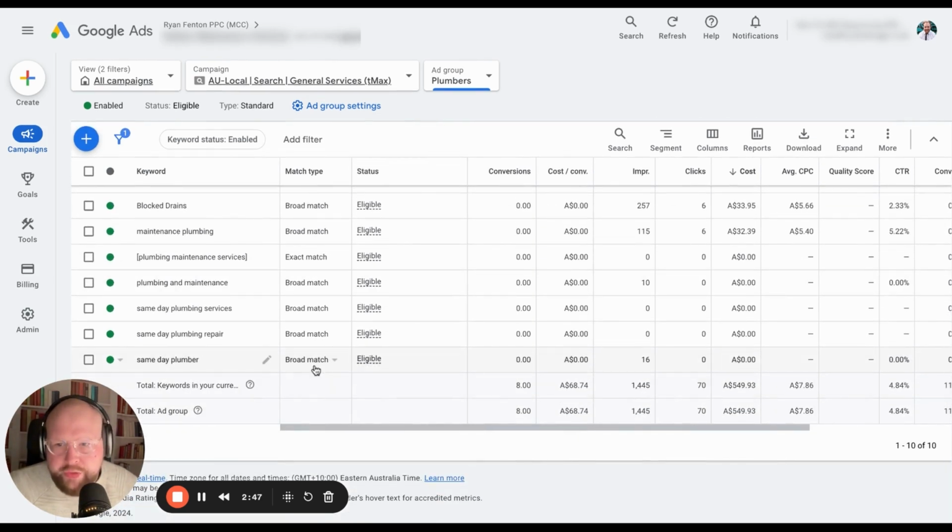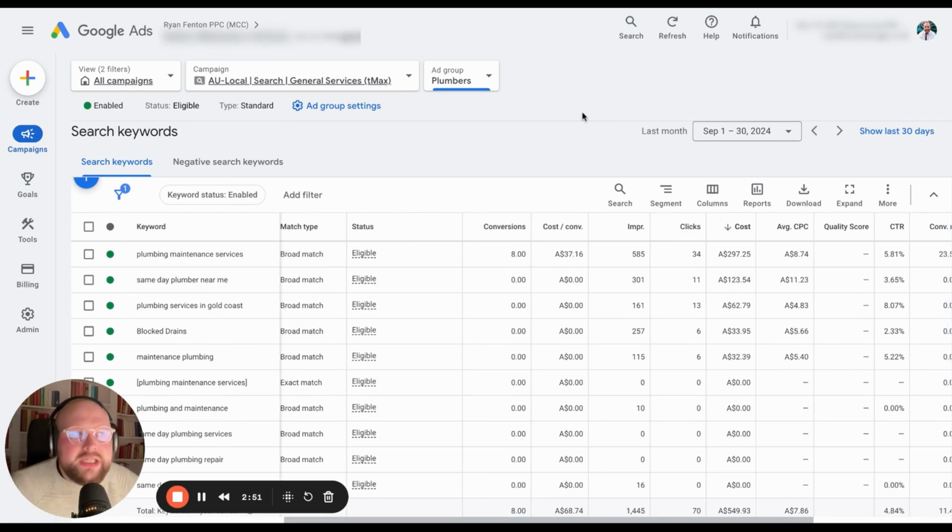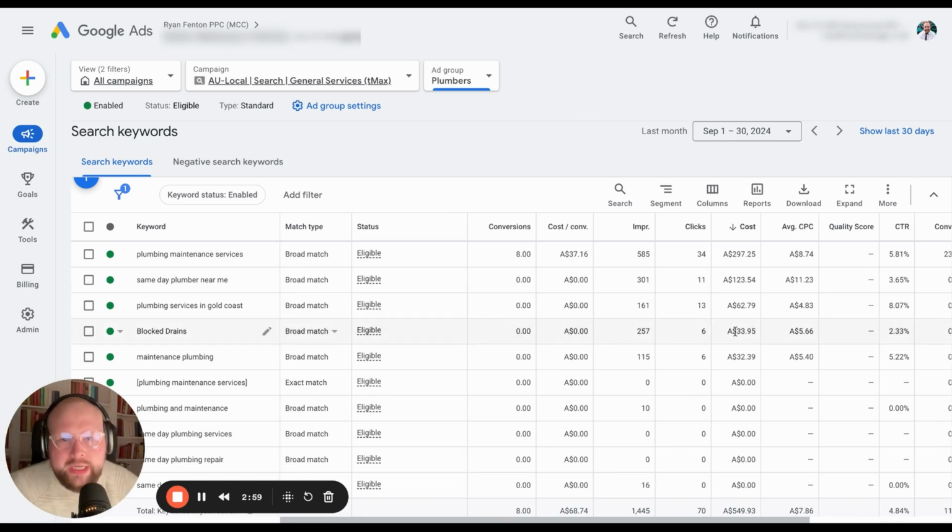All the keywords are broad match. And the idea was let's just start with broad match. Let's start with cast a wide net. And then over time, we can begin to really refine the results and focus in on what's working.